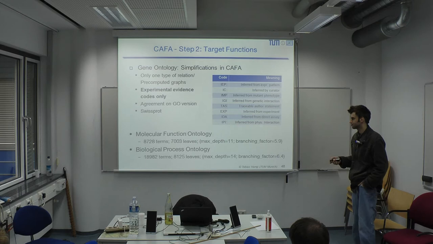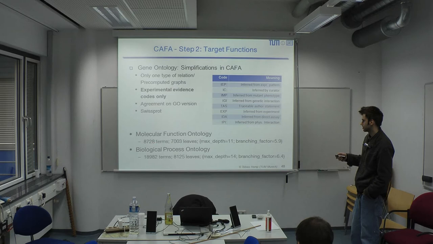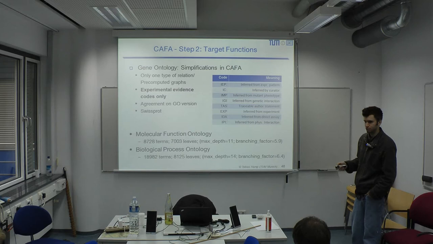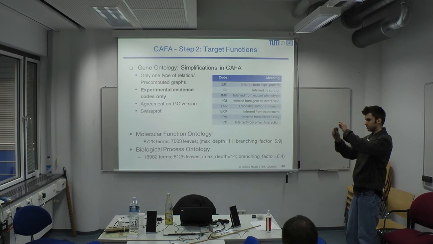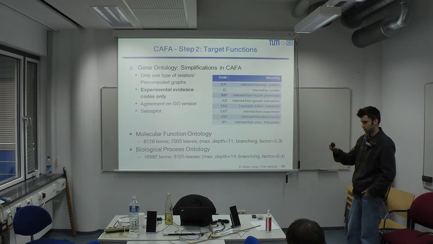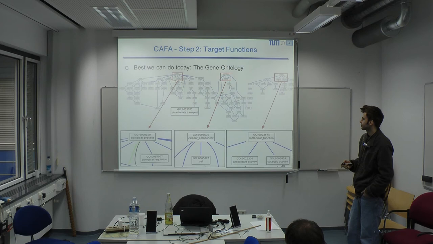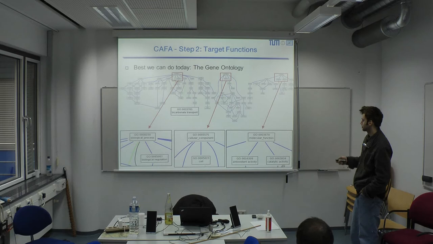And finally, some statistics of what we were dealing with here. In the molecular function ontology, almost 9,000 different terms could be predicted, and almost 19,000 in the biological process ontology. The whole tree reaches down to a level of at most 5, and you have on average 6 children per term. So again, as I said, maximum level of 5 and around 6 children for each term, as you can see here.